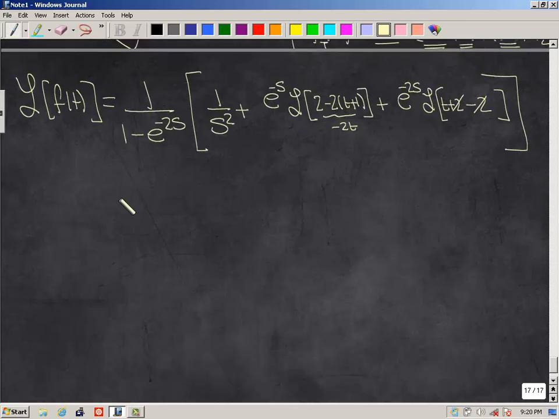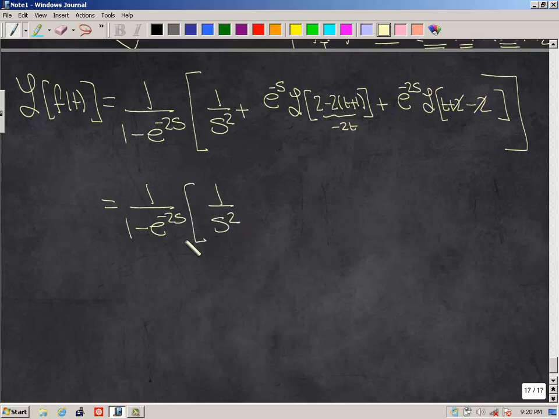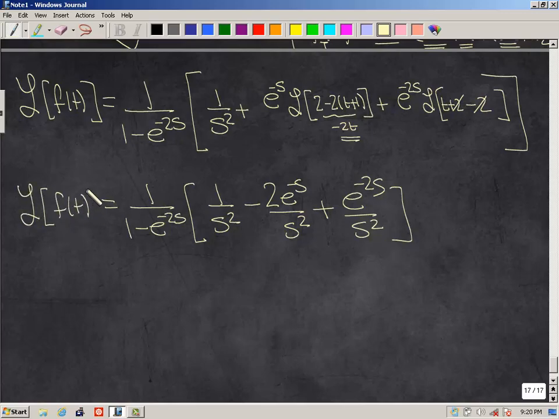So if you do that, we get 1 over 1 minus e to the negative 2s. We get 1 over s squared plus e to the negative s. What's the Laplace of just this? Laplace of t is 1 over s squared. The negative 2 will just come out, so this will become 2 over s squared. Oops, that 2 should be on the top. My bad. Plus Laplace of t, which is e to the negative 2s over s squared. So that is the Laplace of little f of t.